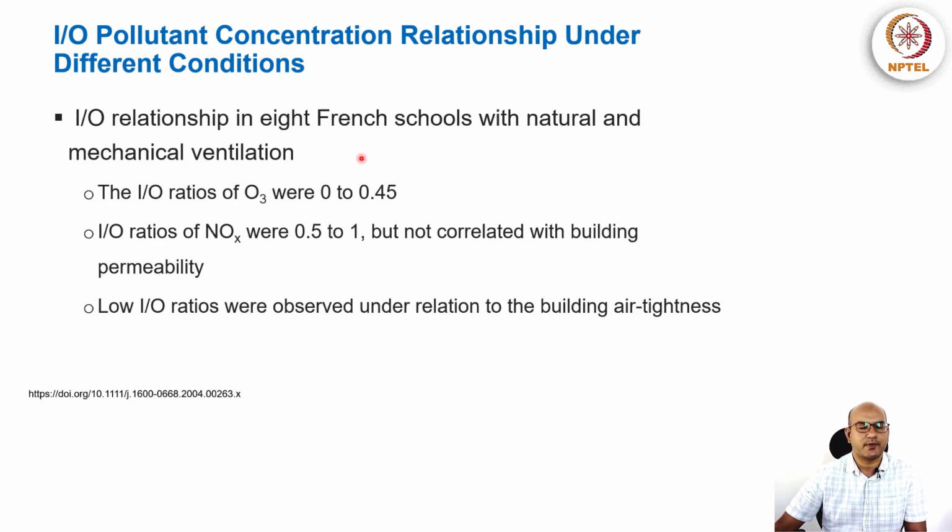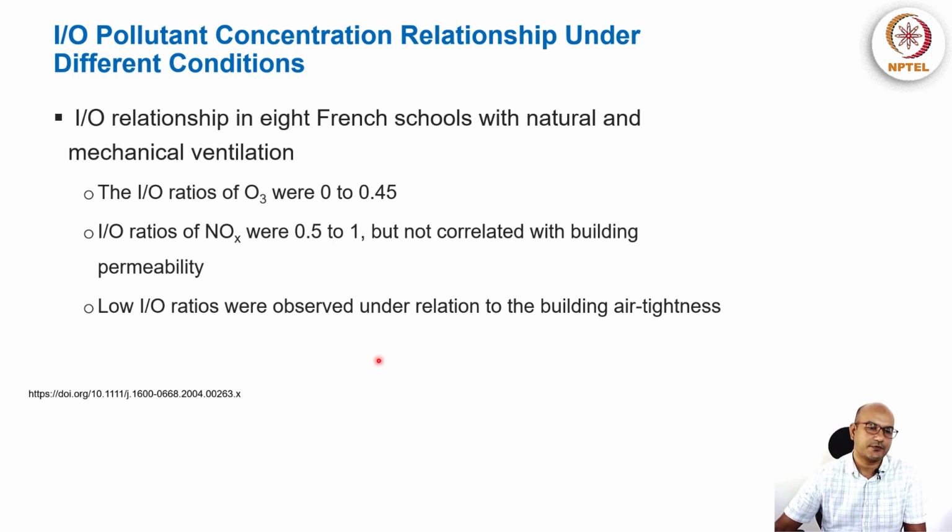In some case studies, indoor outdoor relationships have been studied, for example in this work in French schools which had both natural and mechanical ventilation. It was found that the indoor to outdoor ratios of ozone were very low, from very close to 0 to 0.45. However, for NOx the I by O ratios were 0.5 to 1, but it was also found that the correlation with building permeability was not that good.